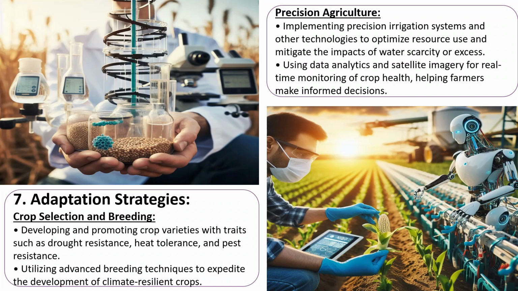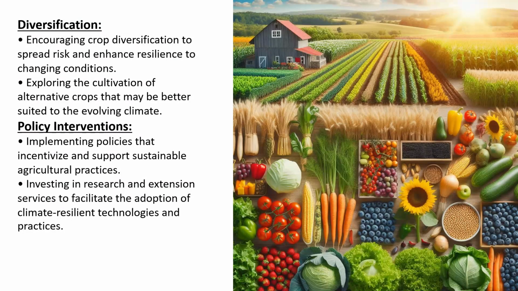Precision agriculture. Implementing precision irrigation systems and other technologies to optimize resource use and mitigate the impacts of water scarcity or excess. Using data analytics and satellite imagery for real-time monitoring of crop health, helping farmers make informed decisions.